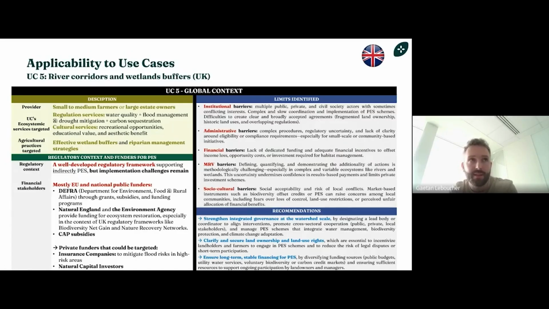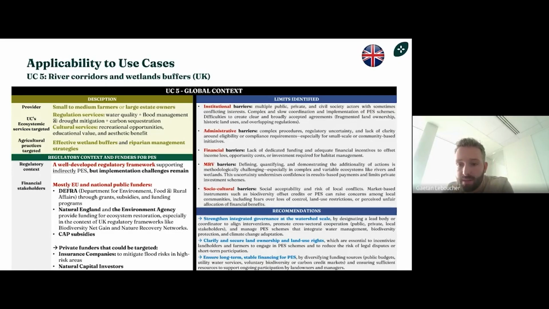So here it's not regulation specifically about PES, but it is about implementing sustainable farming practices. And we observe that most of the funders are public funders. One recommendation would be to focus more on private funders, and that could be insurance companies or natural capital investors, for example.